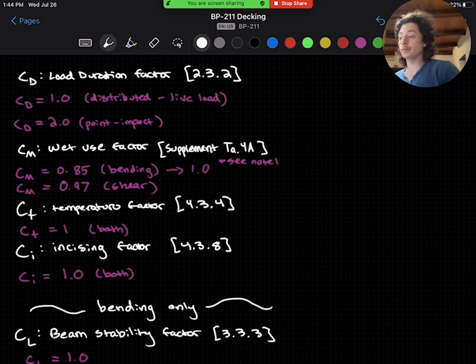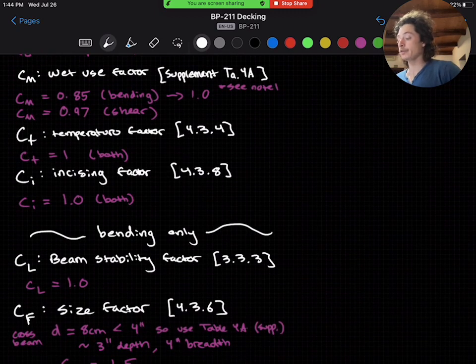And do note, this would be reduced to 1.6 if our lumber or our timber was pressure treated, but in our case, we are using a species that is inherently water resistant and we are not pressure treating via incising, so we'll be using the 2.0 factor.